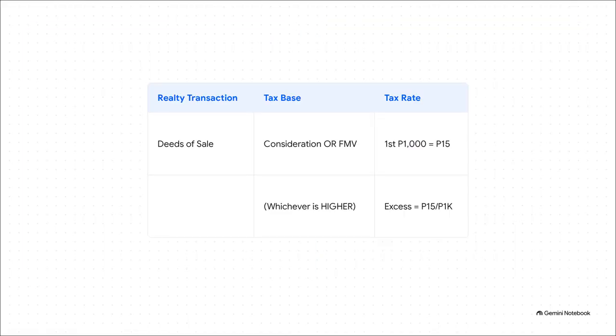Now, for real property, we have the ultimate LECPA trap, the tax base. Examiners absolutely love to trick you here. You must, and I mean always, compare the actual consideration against the fair market value, which is either the zonal or assessor's value, and you tax the highest number. Never, ever just look at the selling price. Once you've got that highest base, the DST rate is 15 pesos for the first 1,000 pesos, and then 15 pesos for every 1,000 pesos in excess of that.